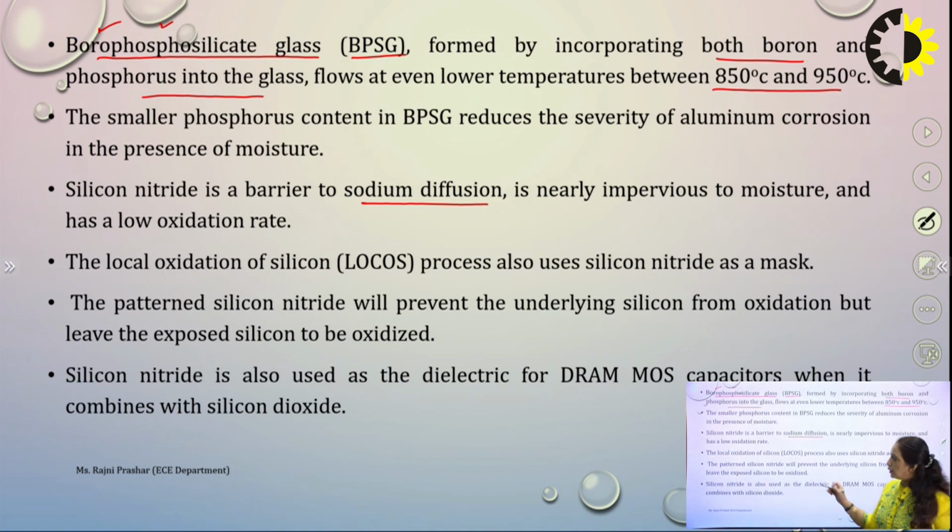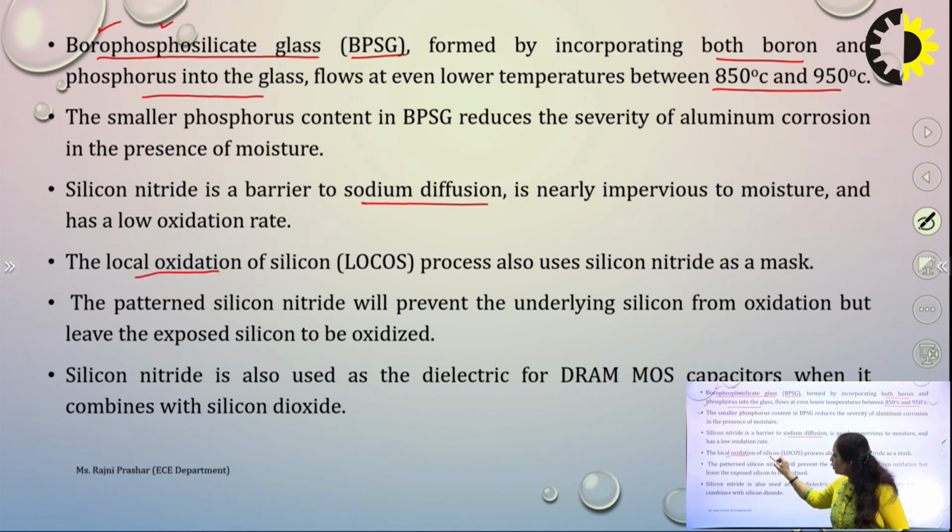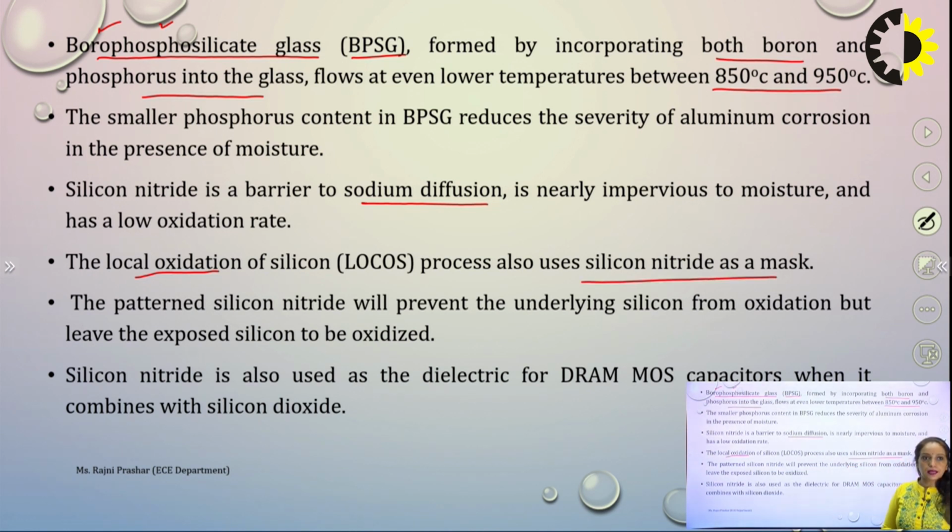The next is the low cost process, named local oxidation of silicon. It also uses silicon nitride as a mask. The patterned silicon nitride will prevent the underlying silicon from the oxygen, but leaves the unmasked silicon to be oxidized. So wherever we have deposited the silicon nitride, underneath that layer the silicon will be protected from oxygen particles, and unnecessary oxidation will not occur. Where the layer is not protecting, only that area will be oxidized.